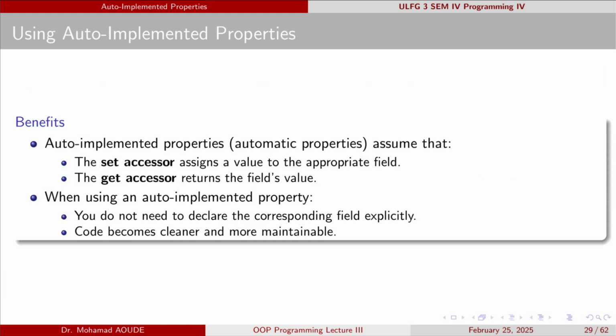Why use auto-implemented properties? They make your code shorter, cleaner, and easier to read. They remove the need to manually declare and manage backing fields. You can still add logic later by expanding them if needed. In modern C#, unless you need validation, prefer auto properties for simple data.